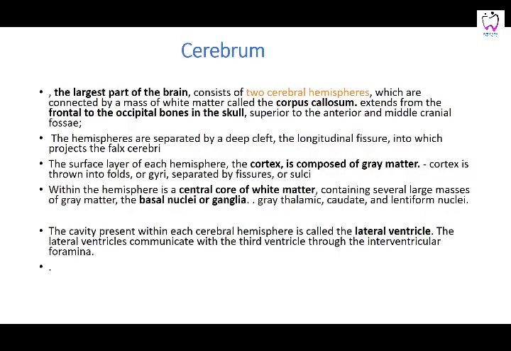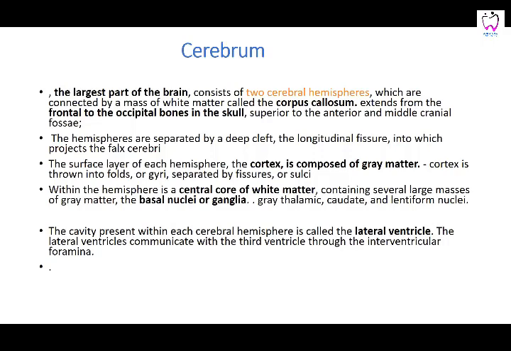Then there is the cerebrum, the largest part of the brain. It consists of two cerebral hemispheres, which are connected by a mass of white matter called the corpus callosum. These are the callosal fibers. One cerebral hemisphere is connected to the other through the corpus callosum. It extends from the frontal to the occipital lobe. The hemispheres are separated by a long fissure, which projects into the falx cerebri. The cerebrum has gray matter and white matter.